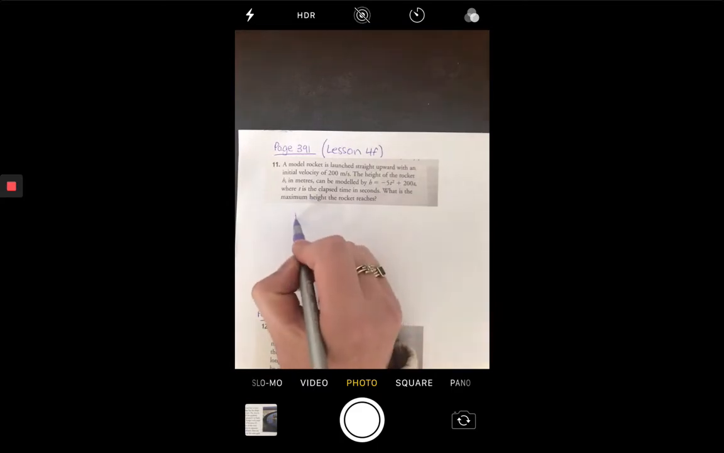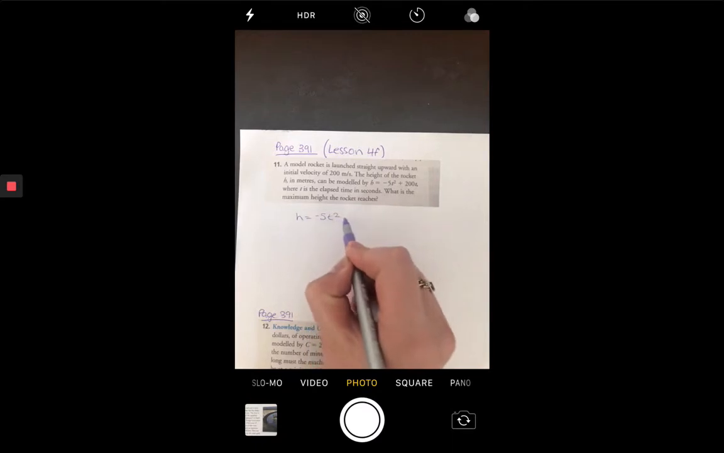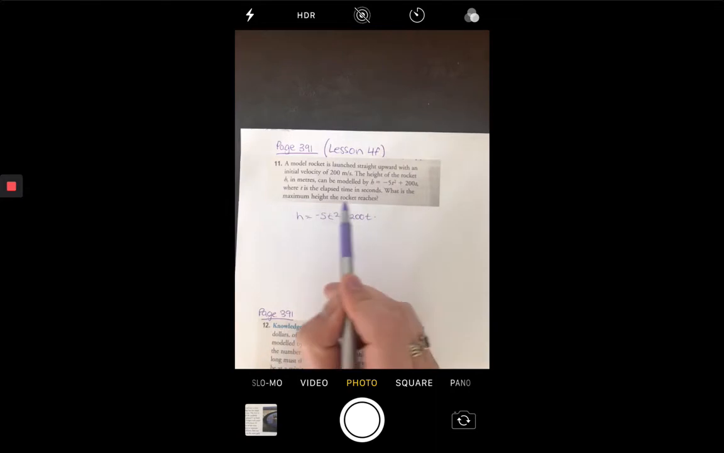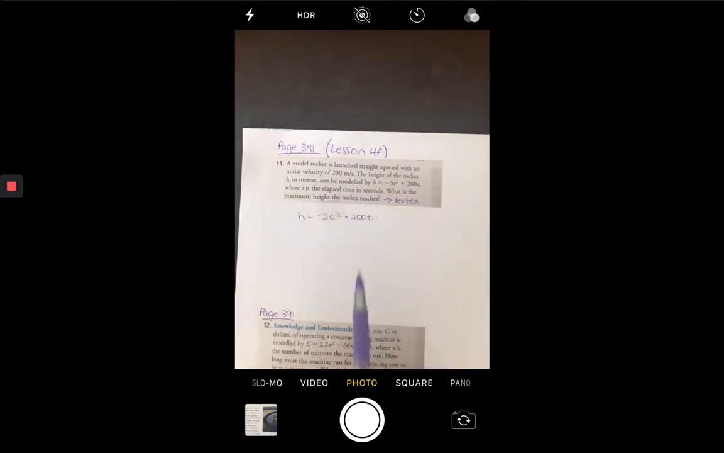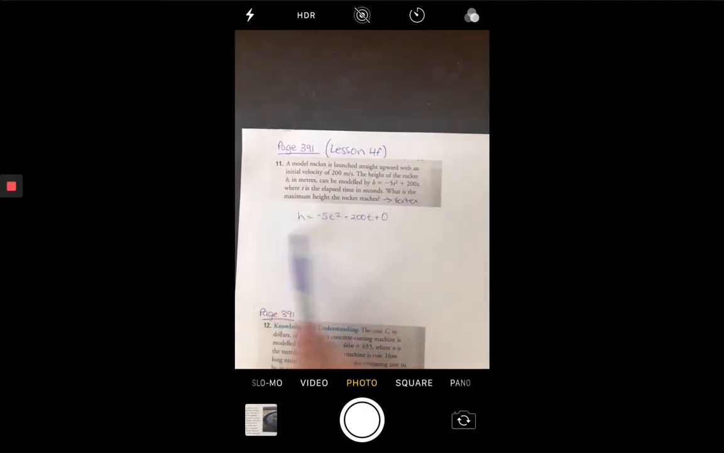All right, so to answer this one, we are going to start off with our equation. h equals negative 5t squared plus 200t. The maximum height that the rocket reaches, we know, would be our vertex. So what we want to do is change this equation into vertex form. We're changing from standard form into vertex form.